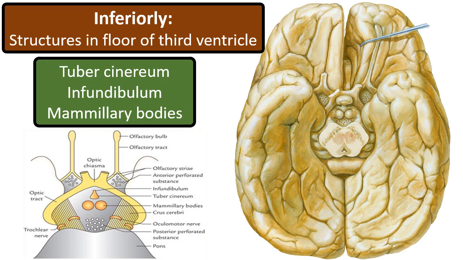Now, coming to the floor. What about the floor, or inferior boundary? Inferiorly we can identify the structures present in the floor of the third ventricle. From anterior to posterior we can identify the tuber cinereum and the infundibulum, the stalk of the pituitary gland. These two oval, circular structures are the mammillary bodies. These structures form the inferior boundary of the hypothalamus.